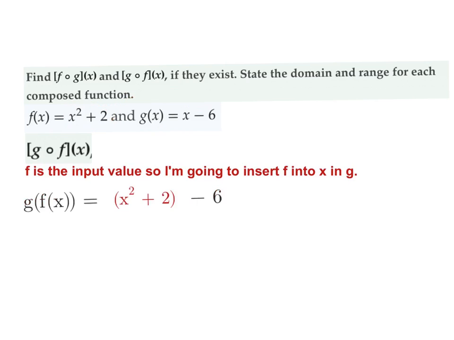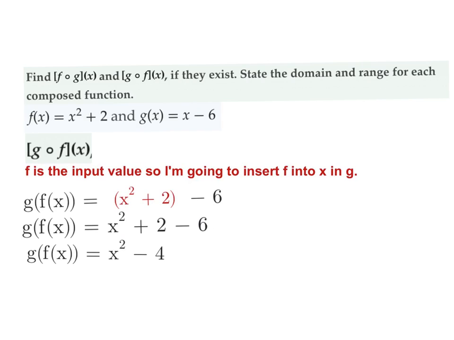Here's what you should have had. Okay, so really all I'm doing is replacing this x in g, because there's only one x. So that x gets replaced with the entire function x squared plus 2. Okay, how many had that? Good. All right. Since nothing is being multiplied by this set of parentheses, we can really just drop them. So it's really just x squared plus 2 minus 6, and then I have some like terms. Okay, so what's 2 minus 6? Minus 4. Okay, so that's g of f of x.